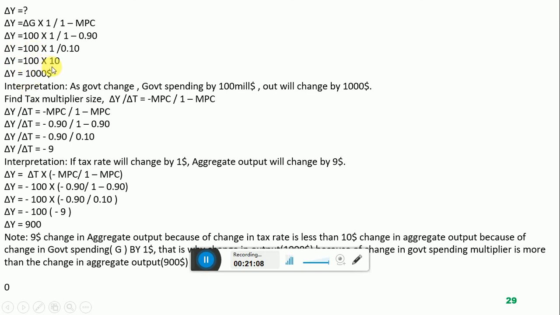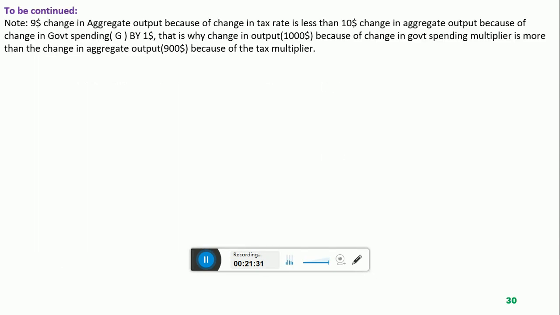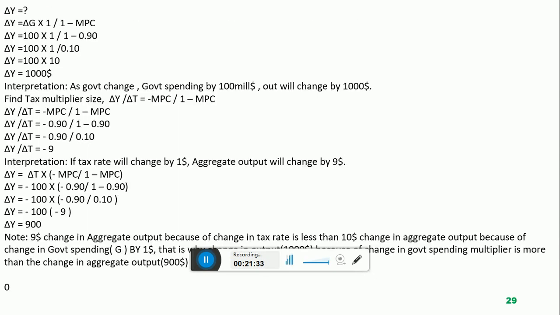Now what does this $1,000 million mean? Interpretation: this means that if the government of Afghanistan increases government spending, government expenditure, by $100 million, as a result aggregate output of Afghanistan will increase by $1,000 million.